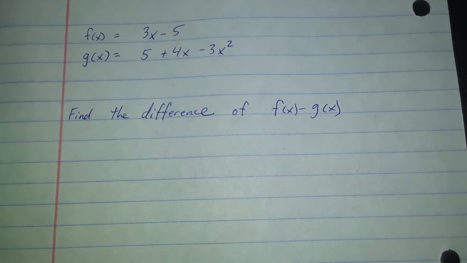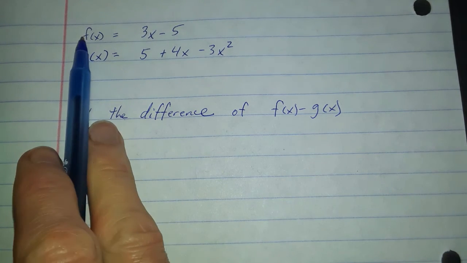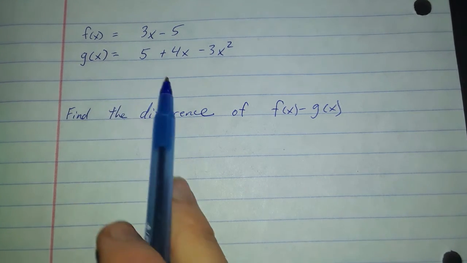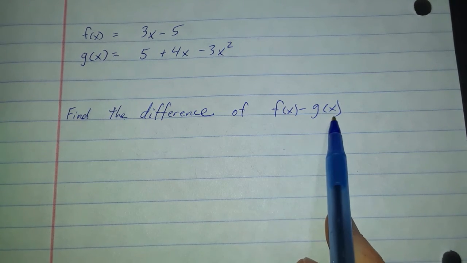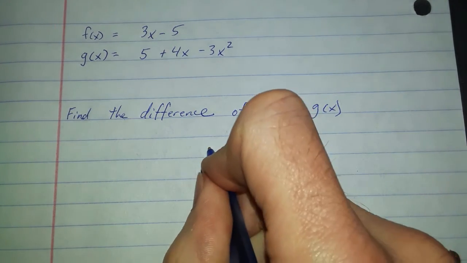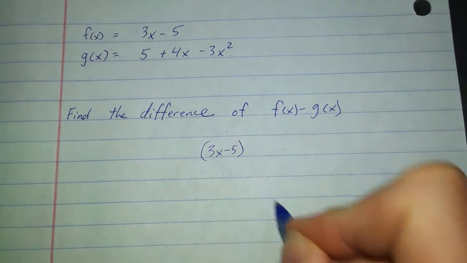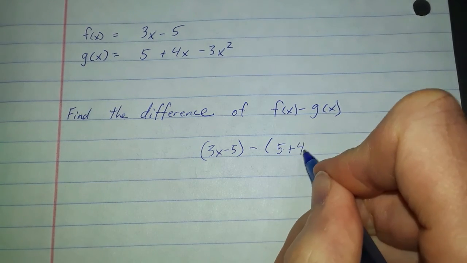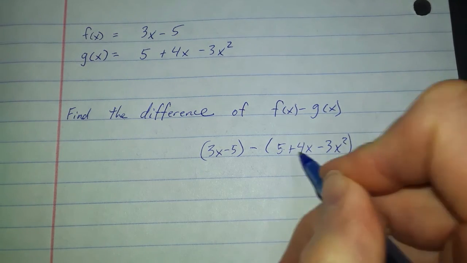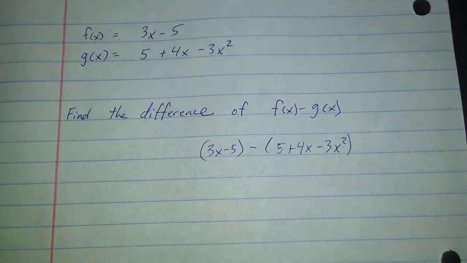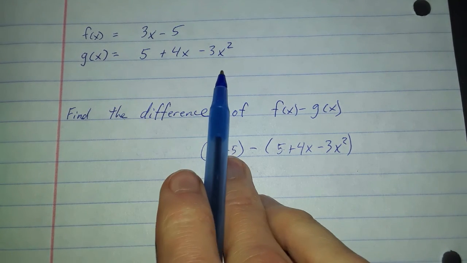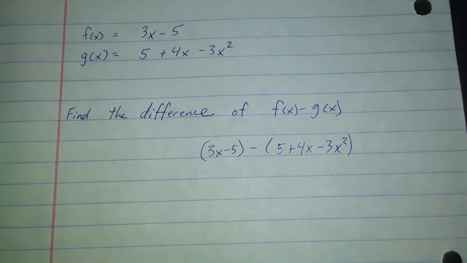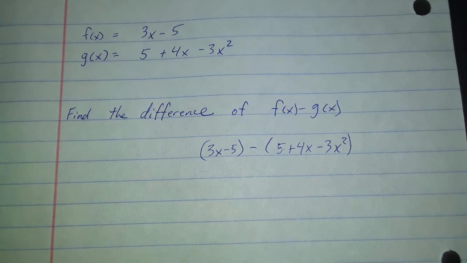Alright, I'm going to work through this problem and you go ahead and check yourselves. So I am given this f of x and g of x functions up here, and I want to take f of x and subtract g of x. So I'm going to grab f of x up here, that's 3x minus 5, in parentheses here. I'm subtracting 5 plus 4x minus 3x squared. Hopefully some of you were paying attention and you noticed that this g of x was not in standard form. When we produce our answer, we want it to be in standard form. So this is the first step.